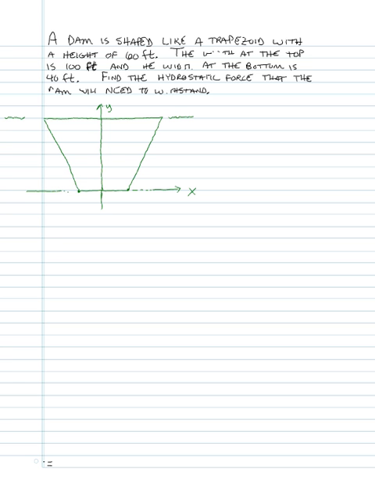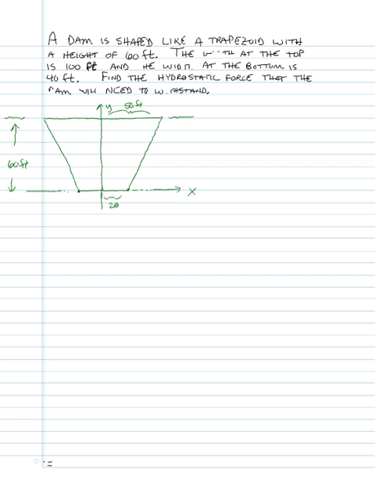Because of the way we've drawn this, we know a couple of things. The entire width of the dam at the top is 100 feet, and so to the right of the x-axis the distance along here is 50 feet. At the bottom, the entire width of the dam is 40 feet, so we know along here is 20 feet. And we know that the dam itself is 60 feet tall, so this distance is 60 feet right there.